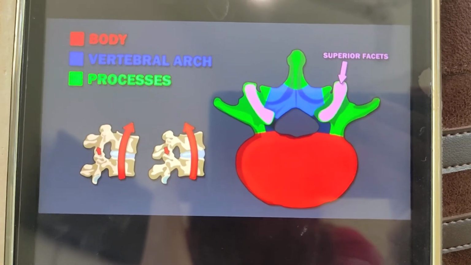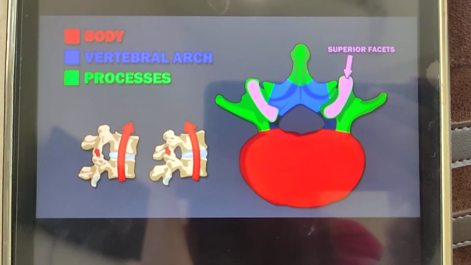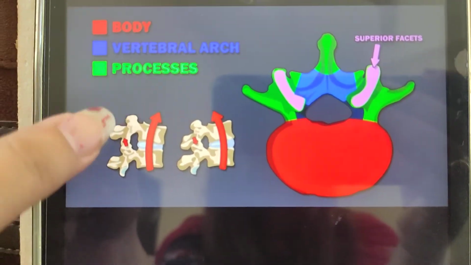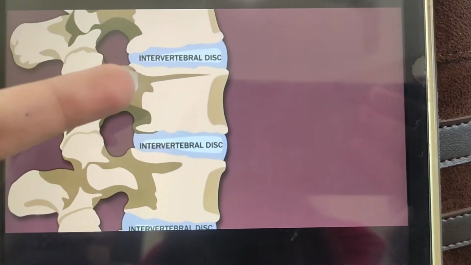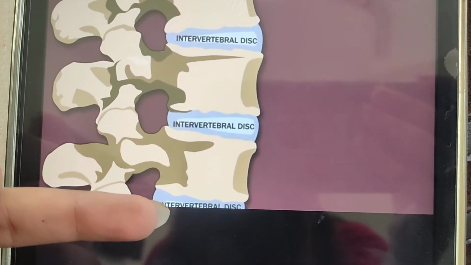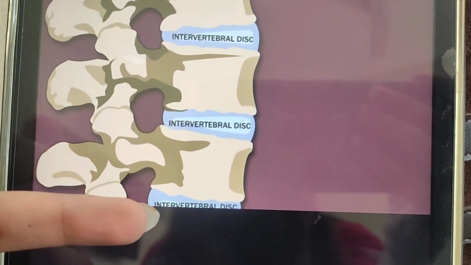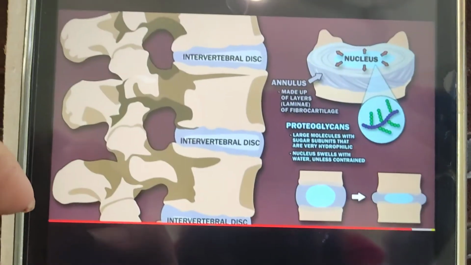Then we have the 2 facets, superior and inferior articular facets in the vertebrae, which allow for the movements across the vertebrae for the body. All these vertebrae are connected with each other through these intervertebral discs, which are present in all vertebrae except C1 and C2, which are known as atlas and axis. These are not present there.